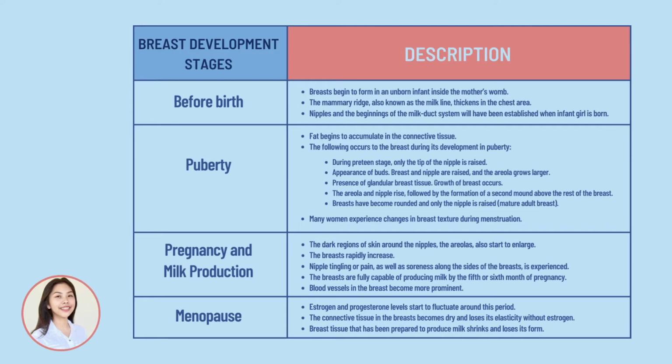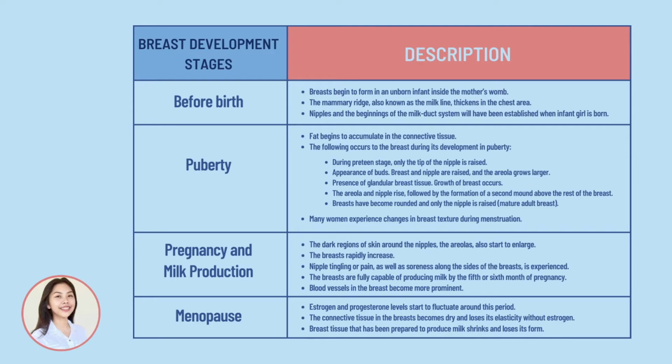Nipple tingling or pain as well as soreness along the sides of the breast is experienced due to the expansion of the milk duct and the production of many additional lobules. The breasts are fully capable of producing milk by the 5th or 6th month of pregnancy. The areola also becomes larger and darker, and the blood vessels in the breast become more prominent.